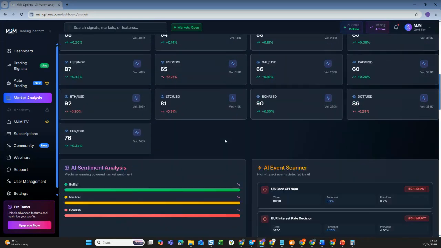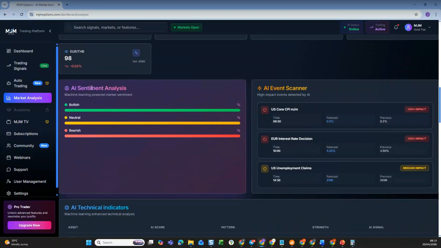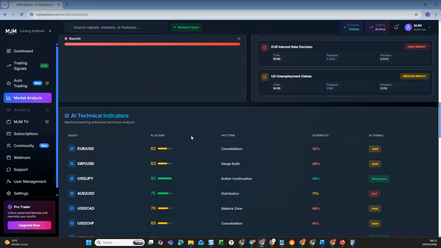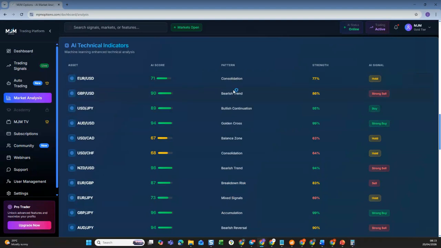So the next thing it has here is the market analysis. Market analysis talks about the abilities of the AI. For example, you have AI sentiment analysis. This talks about the ability of the AI to study market sentiment. AI events analysis talks about the abilities of the AI to study the news. And the AI technical indicators talks about the abilities of the AI to study the charts and use the patterns it recognizes to give you an informed signal.